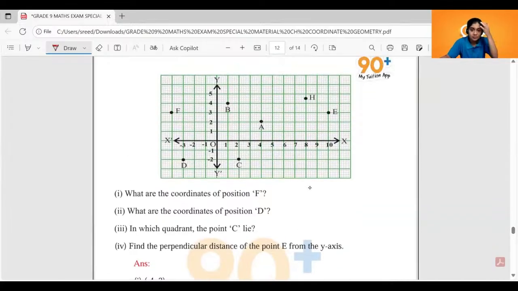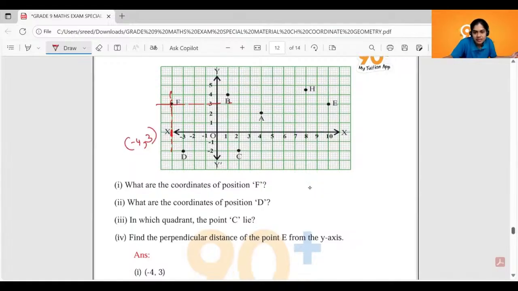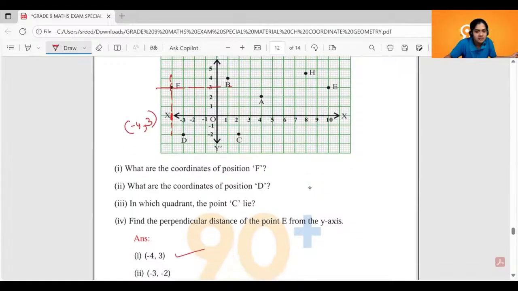What are the coordinates of point F? Where is our F? Yes, this is our F. Draw the perpendiculars passing through F. So the x coordinate is -4, it's meeting here, correct? And the y coordinate is meeting at +3, right? So what's the answer? -4, 3 is the answer. Correct.